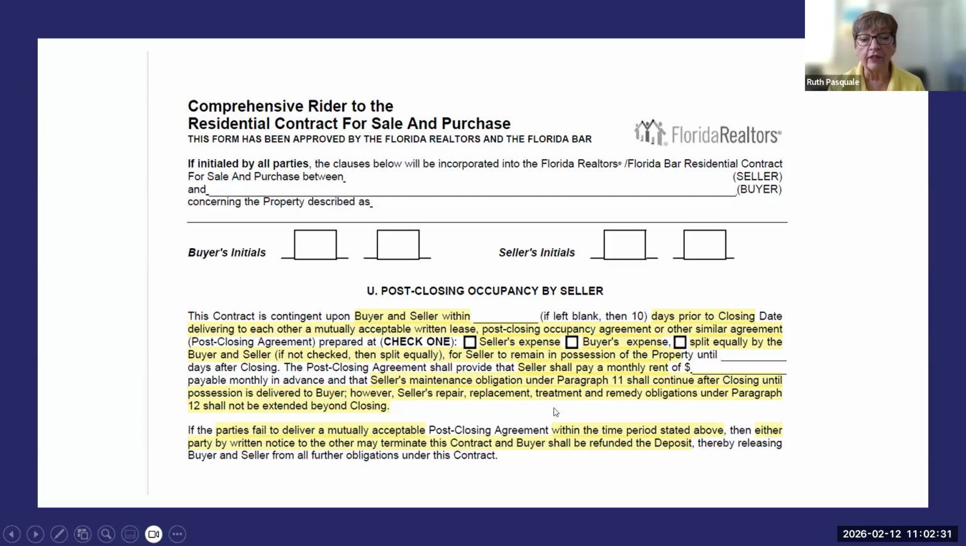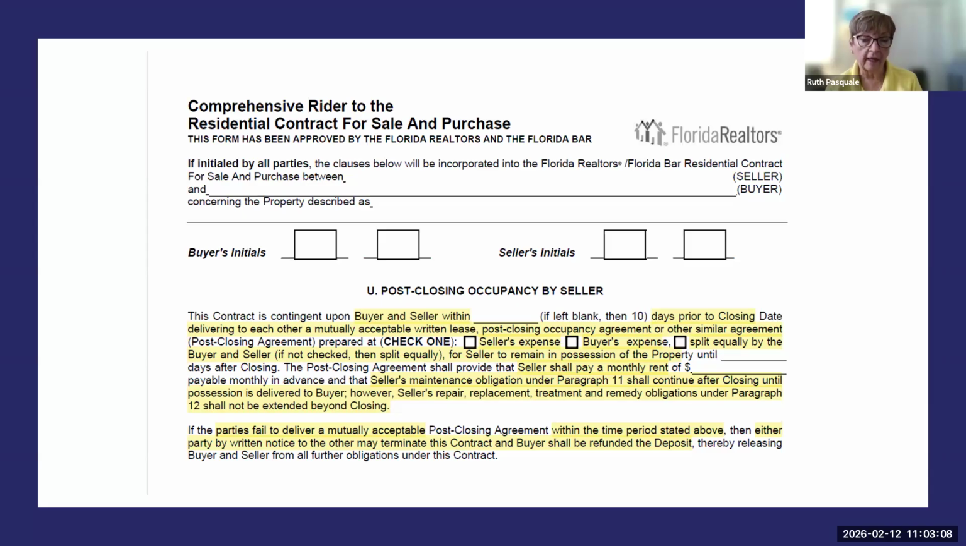However, seller's repair, replacement, treatment, and remedy obligations under paragraph 12 shall not be extended beyond closing. Everybody clear on that? They've got to maintain it, but any obligations under 12 do not extend beyond closing. So all of those repairs that you found during the inspection period and documented in an addendum, the seller's obligation to do that, if he hasn't finished it, ends at closing. It does not go beyond closing.